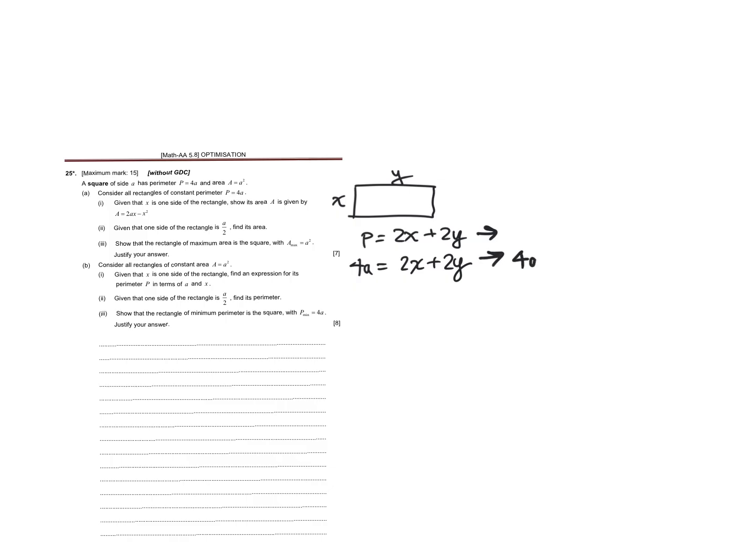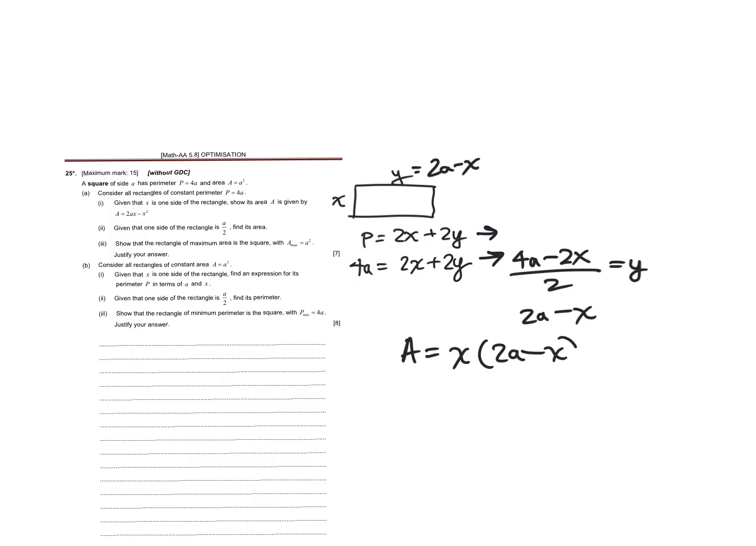So (4a minus 2x) over 2 is y. So that's 2a minus x. That's what y is equal to. So that means the area of that is x times (2a minus x), and that's 2ax minus x squared.